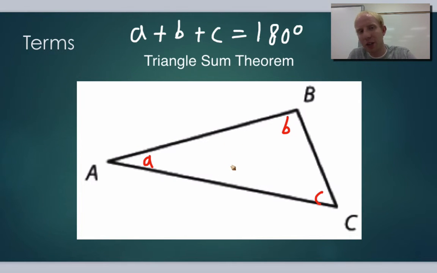For any triangle, it doesn't matter if it's acute, obtuse, right, equilateral, scalene, whatever it is, it will always have its angles add up to 180.